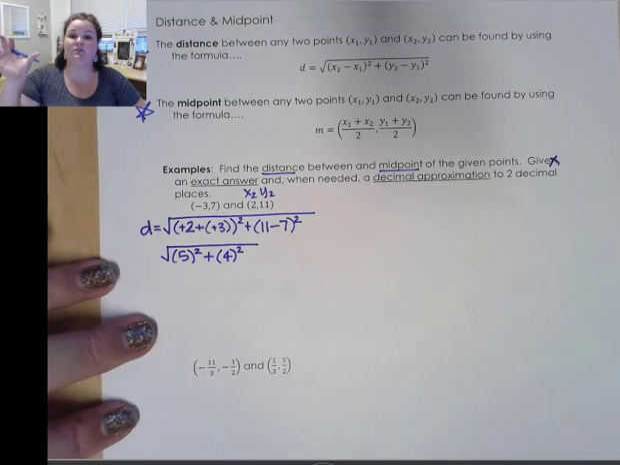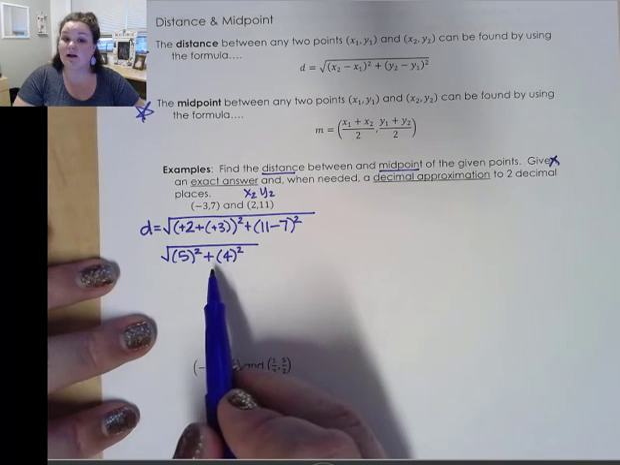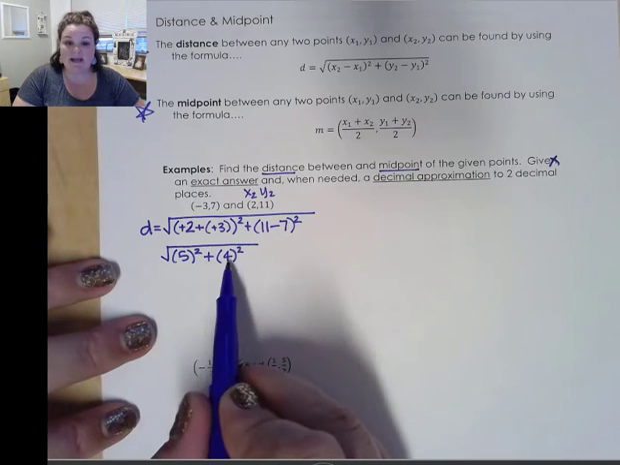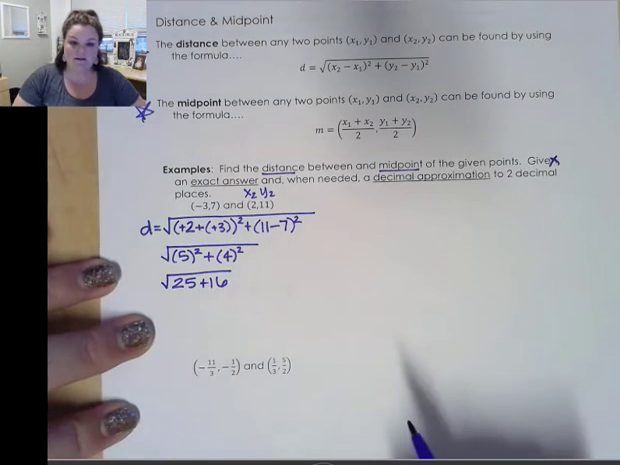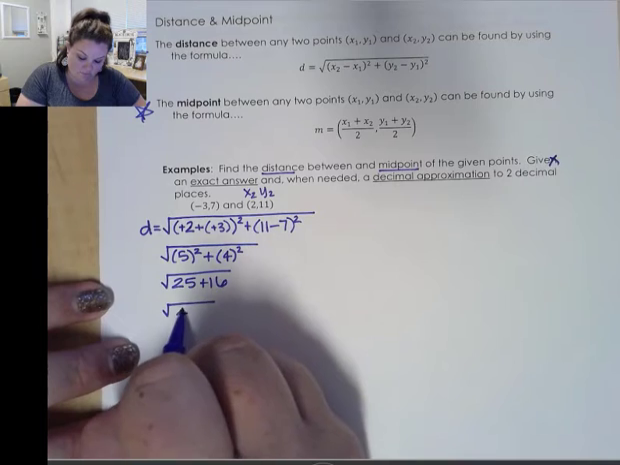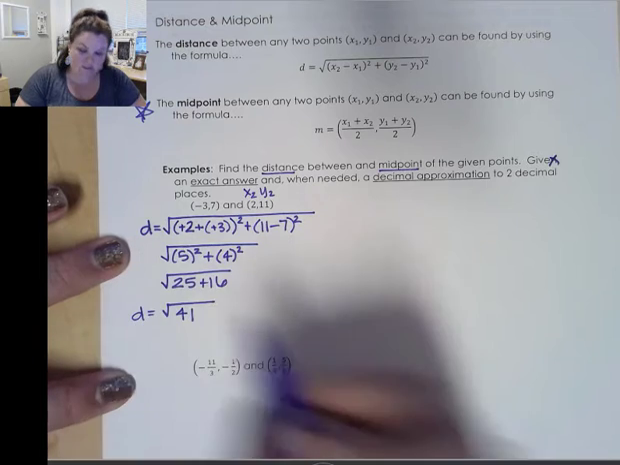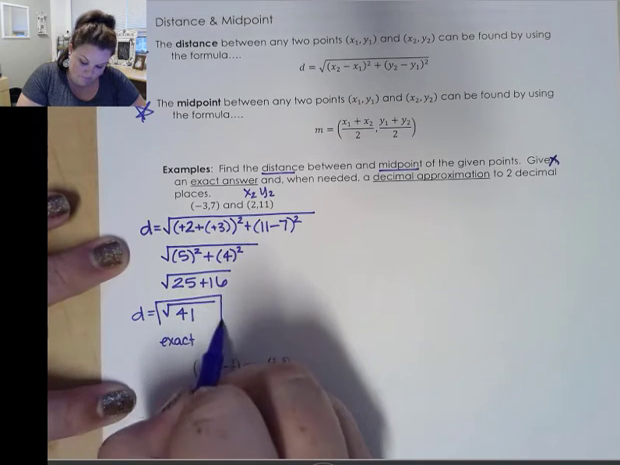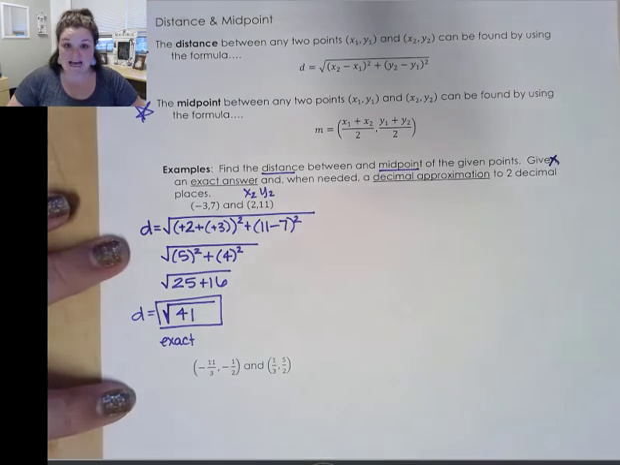Order of operations still tells me to do inside my grouping symbol. So inside my square root, I can't just cancel these squares because we don't have rules for addition under a square root. So I have to simplify my exponents first. So that gives me the square root of 25 plus 16. And then I can go ahead and add the 25 and the 16 together, which gives me 41. Okay, so my distance is the square root of 41. This is my exact answer.